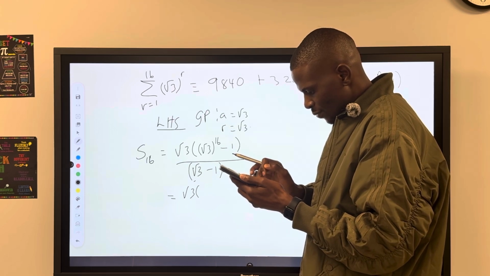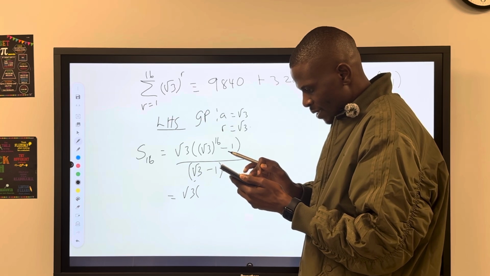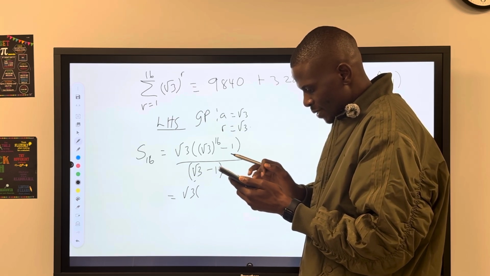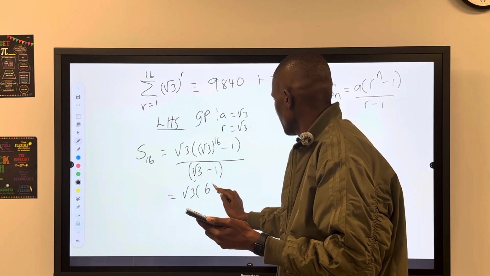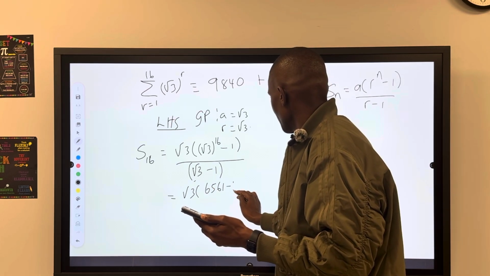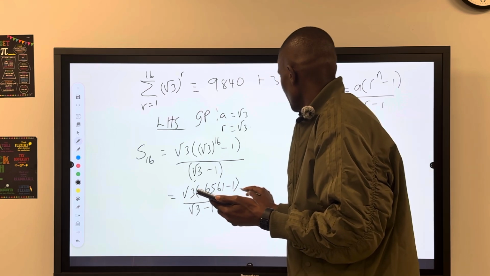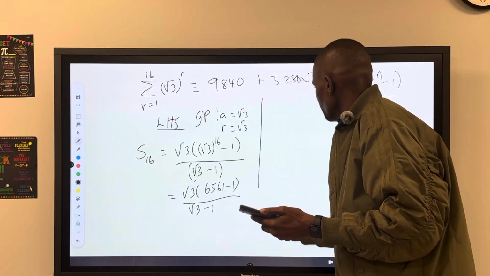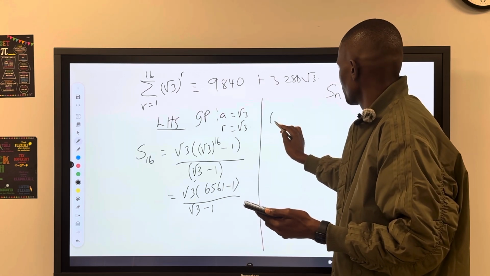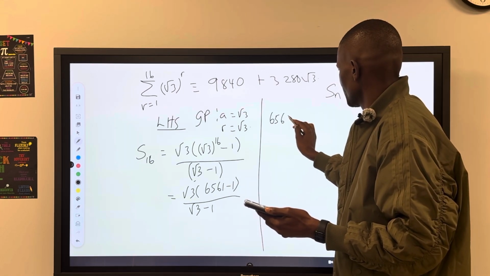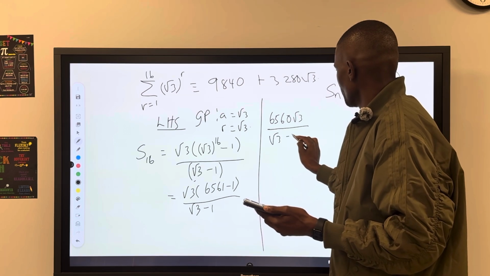So square root of 3 to the power of 16, let's see what we get. I'm getting 6561, so it's root 3 times 6561 minus 1 over root 3 minus 1, which is just equal to 6560 root of 3 over root 3 minus 1.